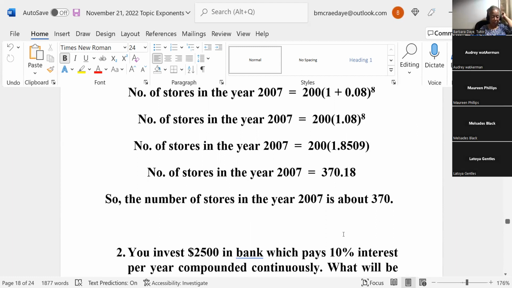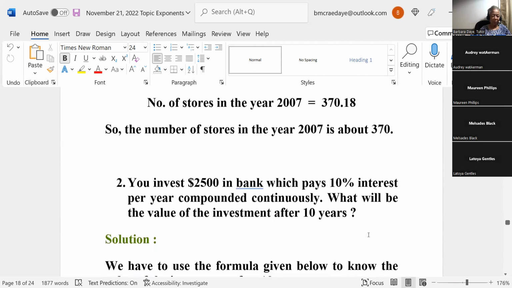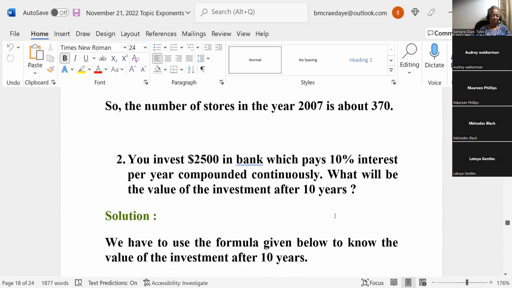And I'm looking here at increase, but I want to look at a decrease. But here's an increase. Now you put money in the bank, you expect your money to grow, right? So you put 2,500 in the bank, that makes 10% a year, and it's compound. What would you have after 10 years?